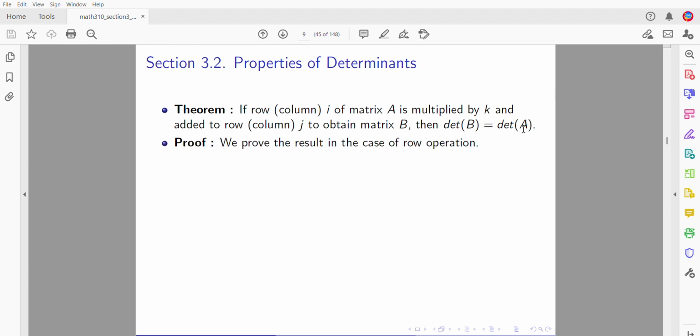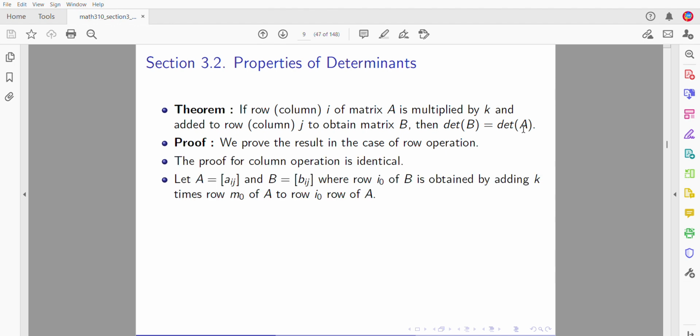Let's prove this result in the case of row operation. The proof for column operation is identical. Suppose A and B are matrices where B is obtained from A. How? You took row I naught of A, and you're adding K times row M naught of A to row I naught. So that's how row I naught of B is obtained. So B is obtained from A by an elementary row operation on A.